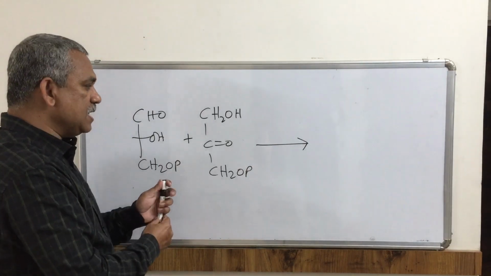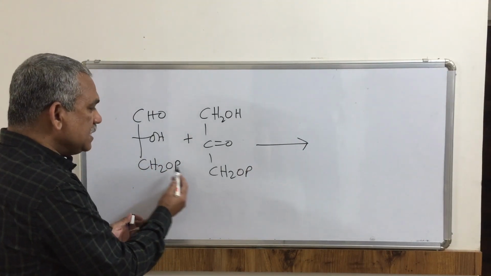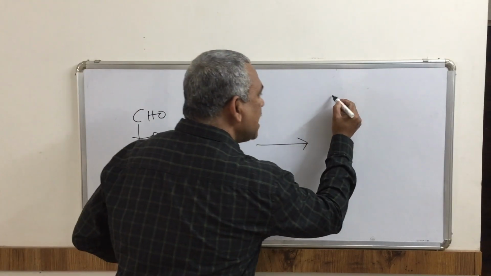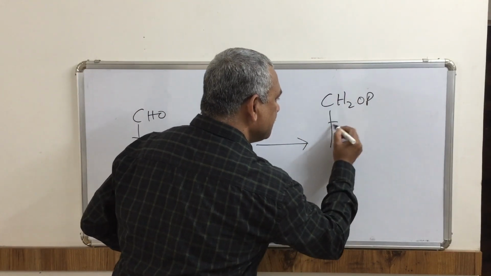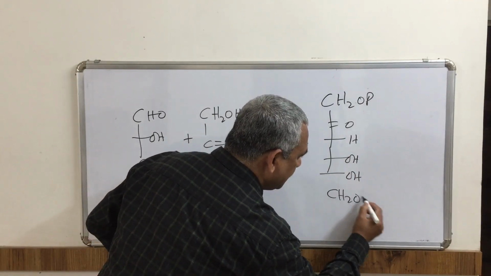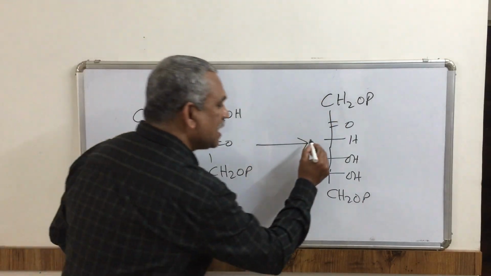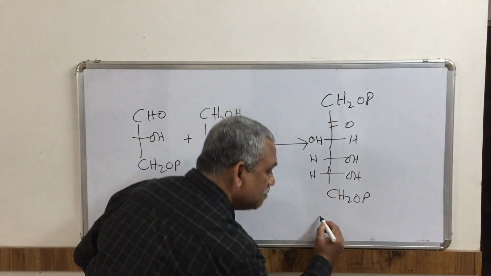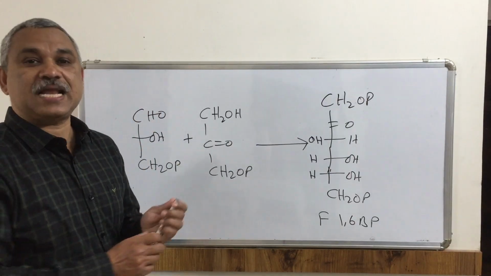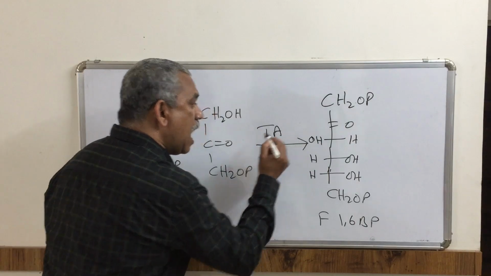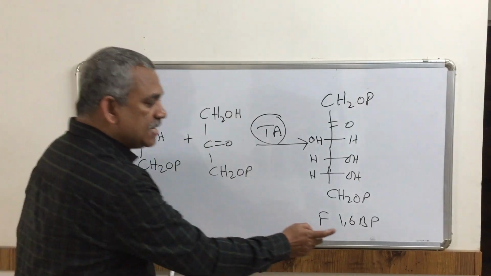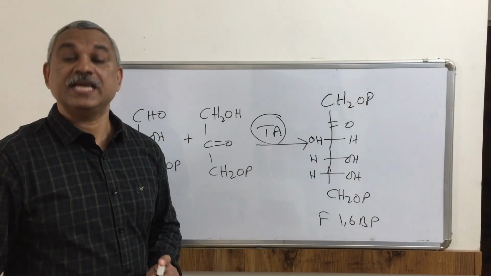So what happens in this step is this ketose is getting added to this aldose, and you are going to get a 6-carbon product. This is the 6-carbon product, and we know that this is nothing but fructose 1,6-bisphosphate. This is catalyzed by an enzyme known as transaldolase, short form TA. So we are getting a 6-carbon product. This is the first step in the regeneration.